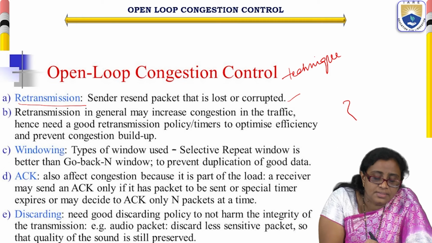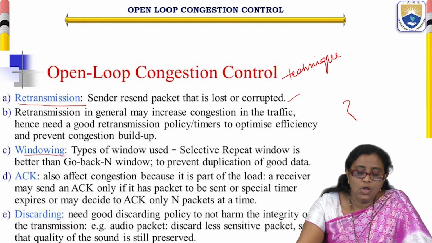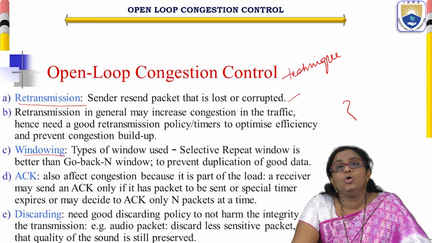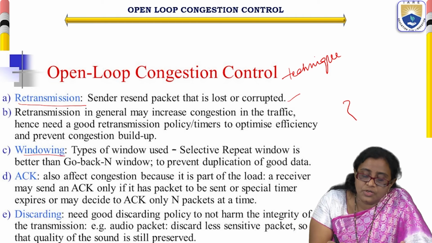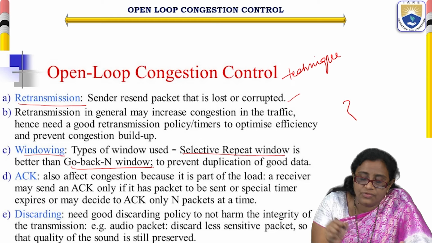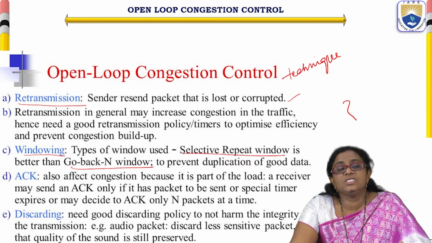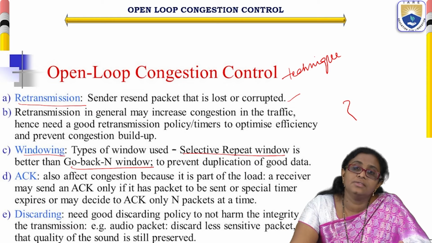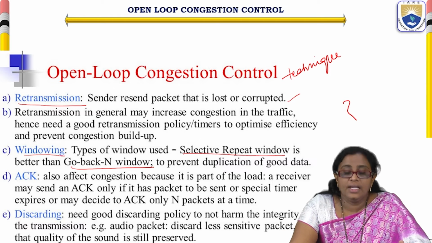The second one is windowing. Windowing refers to the types of window used. There are two types of windows. The selective repeat window is better than the go back n window to prevent duplicate arrival of data packets.